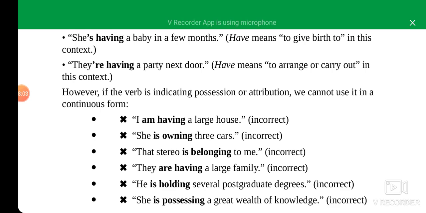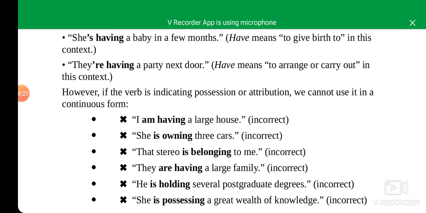She is owning 3 cars. That's also incorrect. Here own shows belonging, so that is also incorrect. They are having a large family. Now again, having shows the possession of a large family.